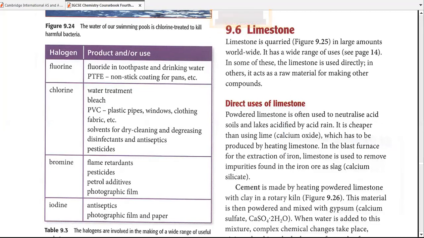Tanisha, 2 uses for bromine. Pesticides and photograph film. Right. Zainab, what about iodine? Photographic film and paper and antiseptics. Good. Yeah, just 2 uses are enough. Kabir, why don't you write 2 uses of chlorine? Rafi, why don't you write 2 uses of fluorine? Ahyan, what about the uses for hydrogen?